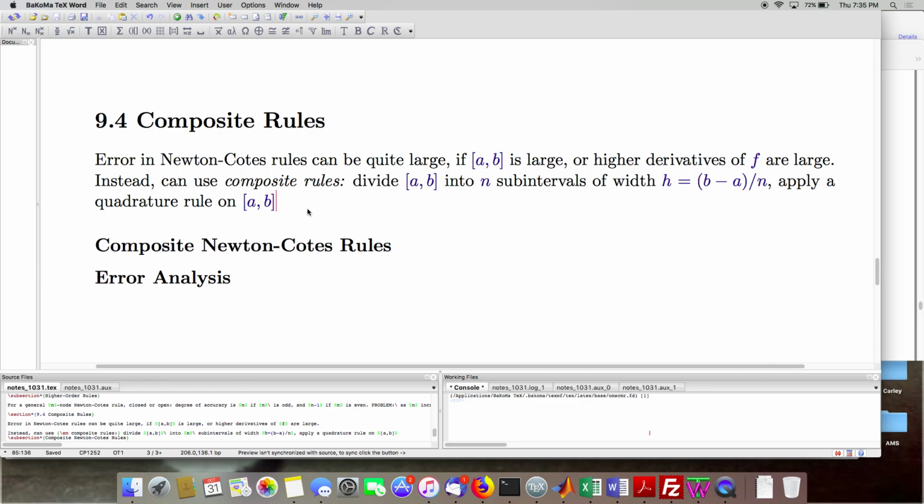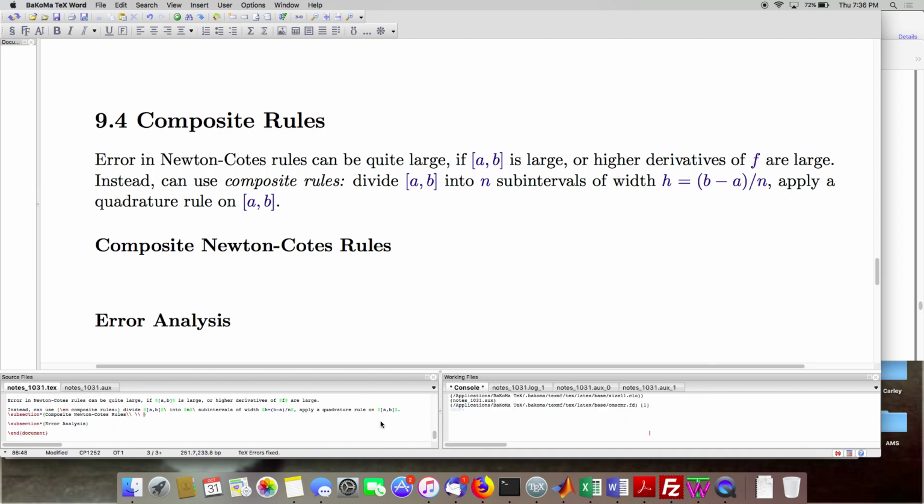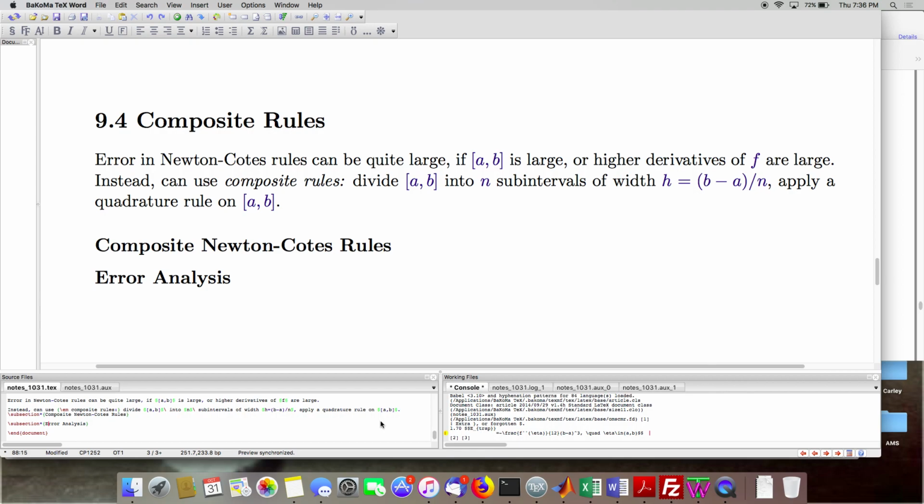And a lot of mathematical software implements that for reliability. But here I can talk about cases where we use subintervals of equal width. Okay, so here are the composite versions of the Newton-Cotes rules that I just showed you. So the composite midpoint rule.